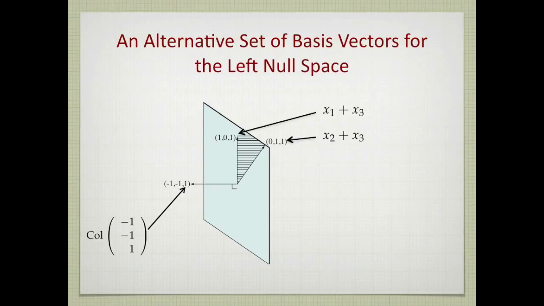But here's a bounded space again. The left null space is bounded. There's only a part of it of interest to us. And the same thing will actually be true for the null space as well. There's a bounded part of it of interest to us.